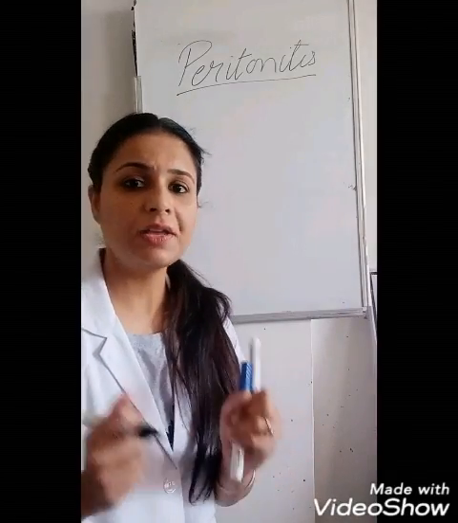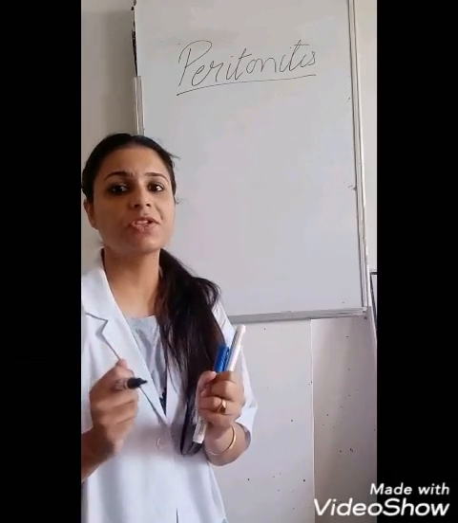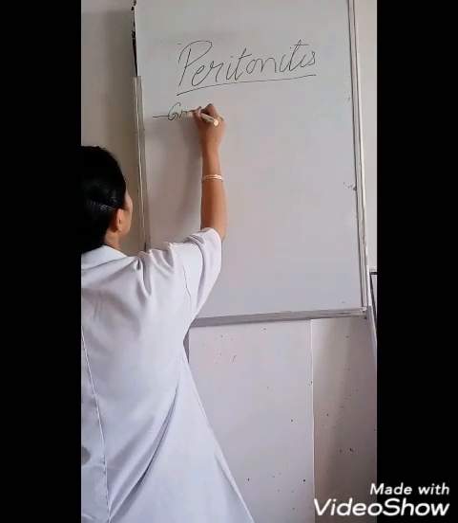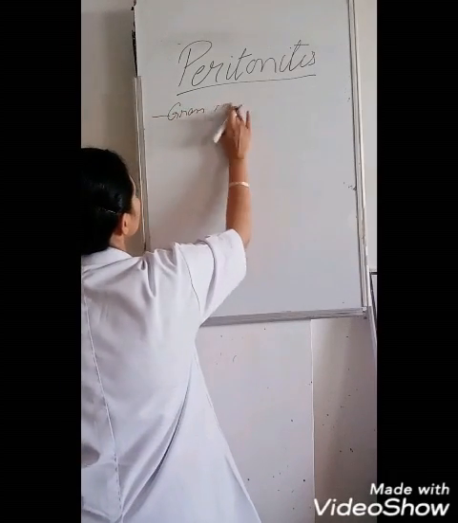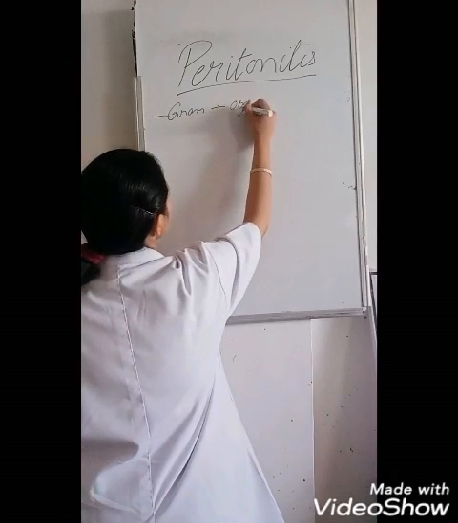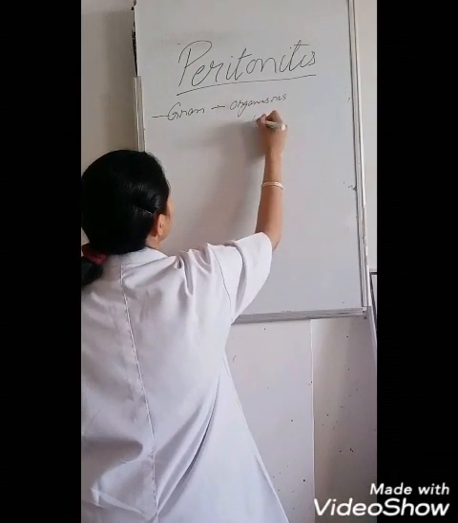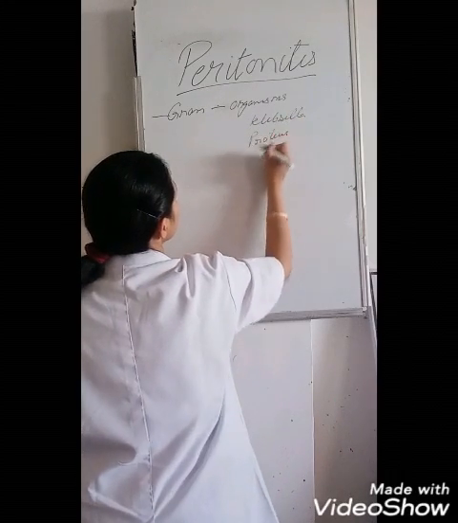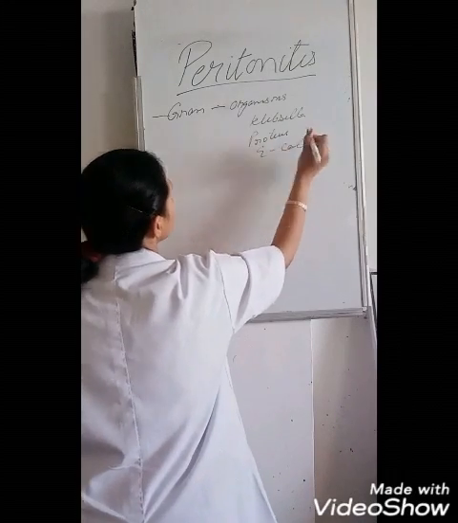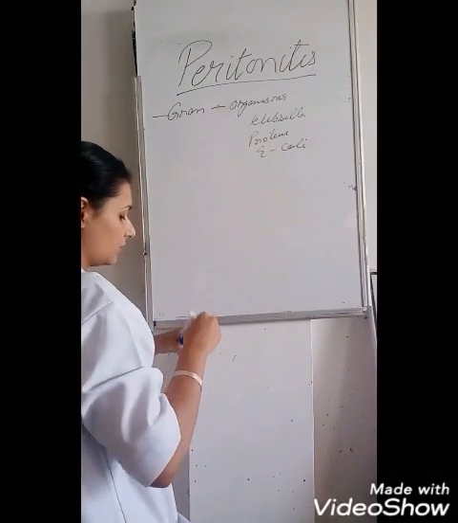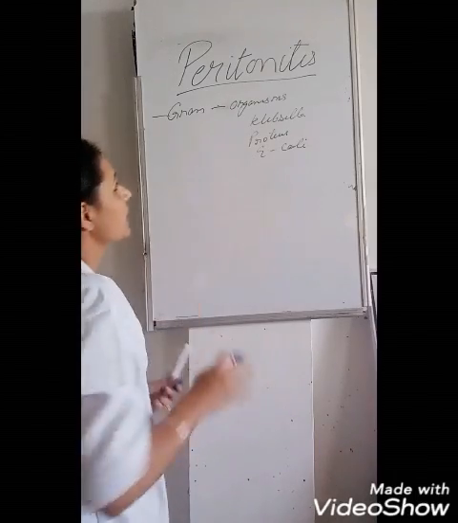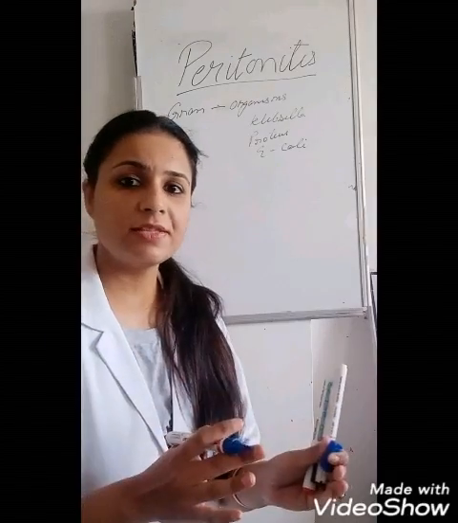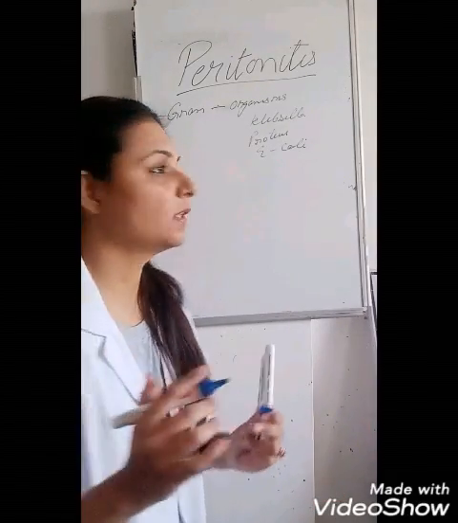Other reasons are infections. So there could be infections of gram-negative organisms. These are Klebsiella, Proteus, and E. coli. Usually these gram-negative organisms, Klebsiella, Proteus, and E. coli, stay in the large and small bowels.